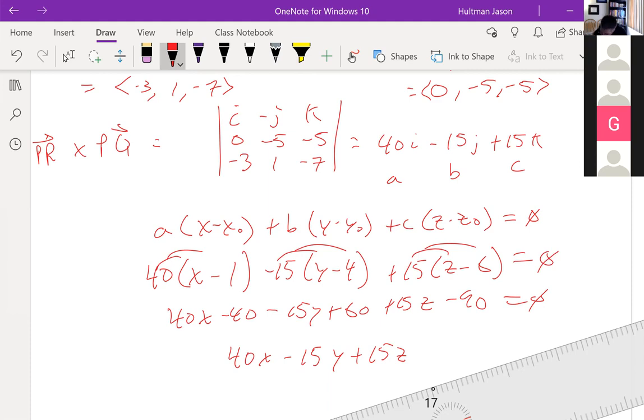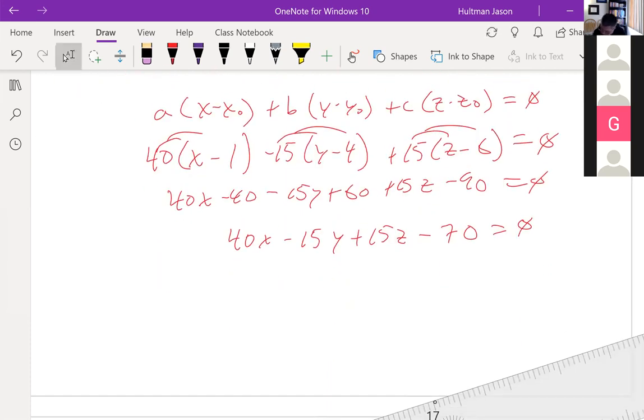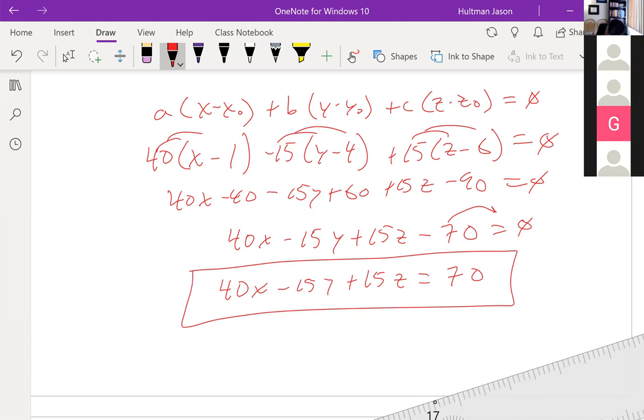Okay, so yeah, that's minus 70, right? So minus 70? No. What's wrong here? No, that's right. That's right. Yeah, that is right. Minus 70 is equal to 0. Okay, I'm messing up on my arithmetic. So we could leave it as this, or we could toss this to the other side. So 40x minus 15y plus 15z is equal to 70. That's the equation of a plane. Okay, so that's the equation of the plane there.